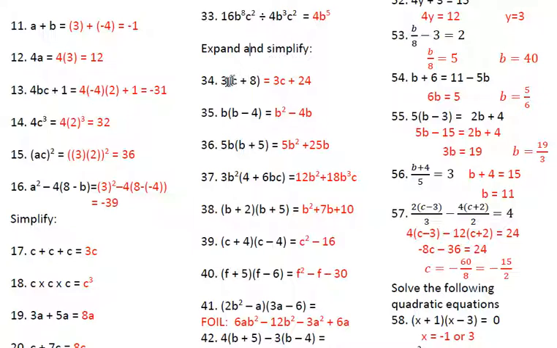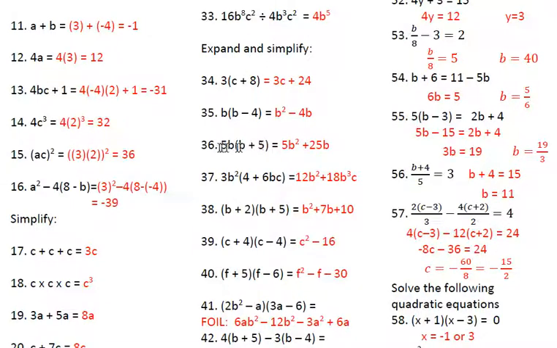Expand and simplify. We've got to multiply 3 on the outside by everything on the inside. So 3 times c gives us 3c. 3 times 8 gives us 24. And there's a plus in the middle, so plus 24. Next one, number 35. So b times b is b squared, minus in the middle, so write down minus, and then b times 4 is 4b. Next one, 5b times b will give you 5b squared, and 5b times 5 will give you 25.